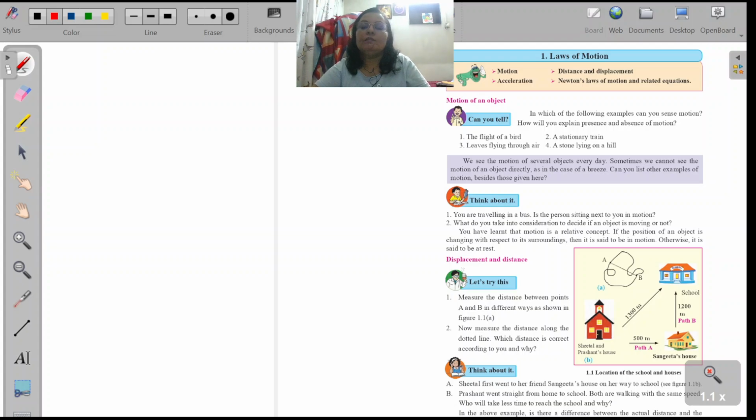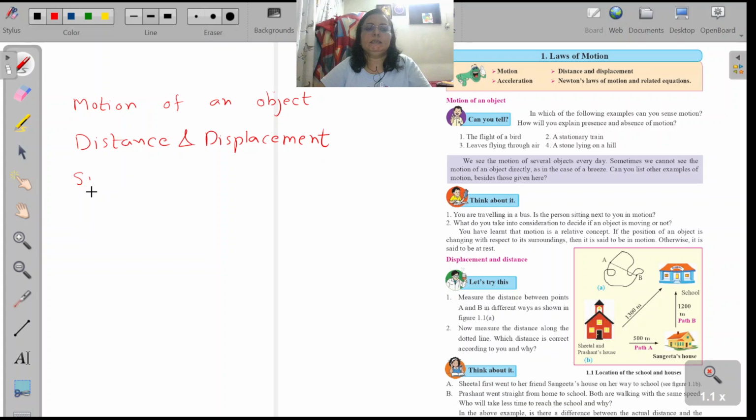Hello friends, today we are going to start with laws of motion. We are going to cover three topics today: motion of an object, distance and displacement, and finally speed and velocity.